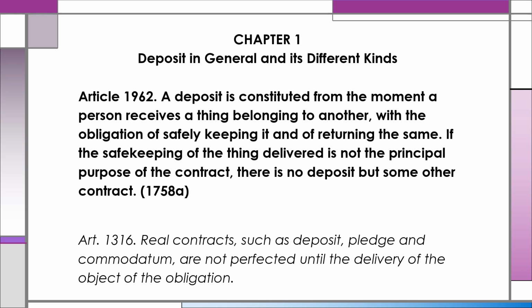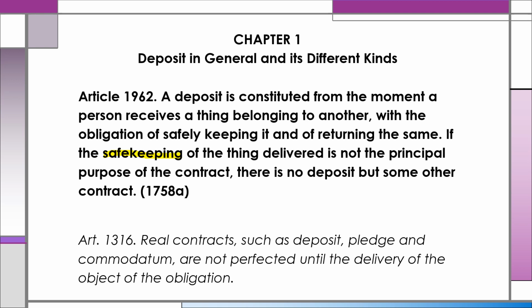Who are the parties to a contract of deposit? The parties are the depositor, he is the person who delivers the thing for safekeeping, and the depositary, he is the person who receives a thing belonging to another with the obligation of safely keeping it and of returning the same. What is the purpose of deposit? It is stated here that the purpose of deposit is safekeeping. And what are the characteristics of the contract of deposit?